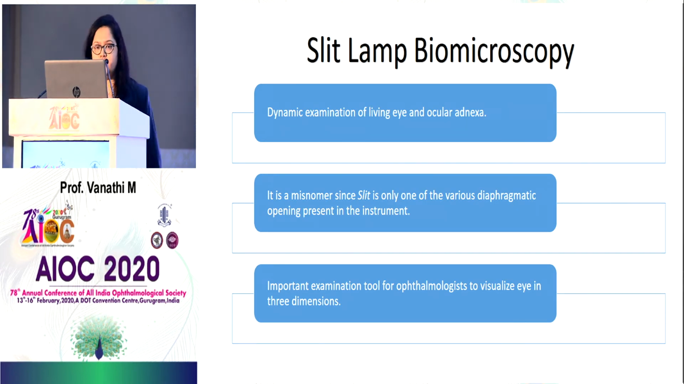So first of all, slit lamp is a slit lamp biomicroscopy. Why is it called biomicroscopy? Because it's a dynamic examination of a living eye and ocular adnexa. In this examination, slit is basically a misnomer since it's one of the various diaphragmatic openings present in the instrument. It's an important examination tool for all ophthalmologists to visualize the eye in three-dimensional structures.